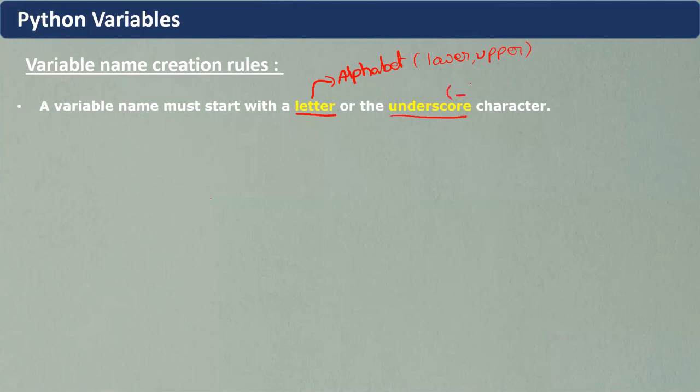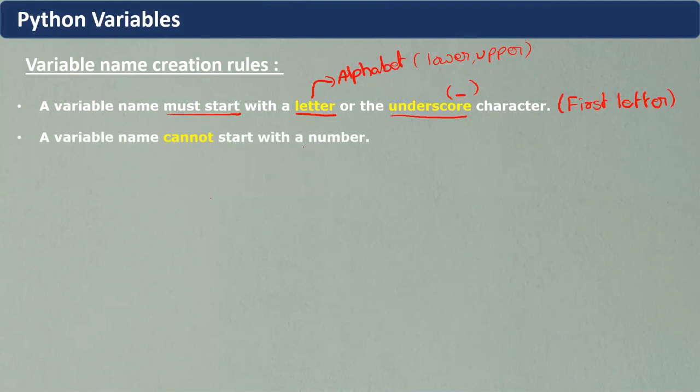So that is what underscore we are going to use. Try to understand: must start with, that means the first letter. We are talking about the first letter in the variable. It must be either an alphabet or underscore. And then the next one is variable name cannot start with a number. This is also very important. 0 to 9 is there, so there should not be any number in the first letter.